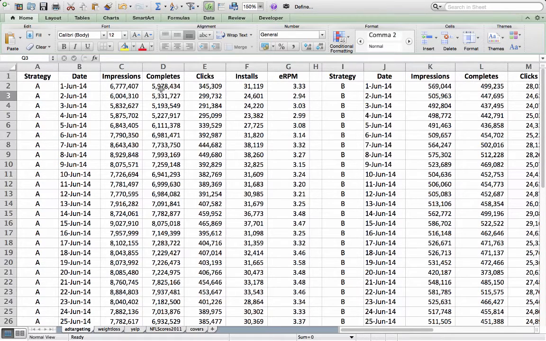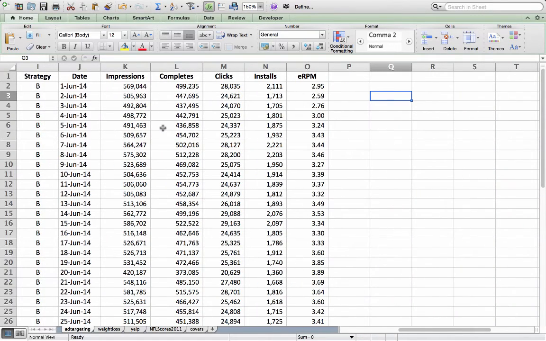How many of those are completed viewed impressions? How many of those completes are clicked? Then of those clicks, how many people installed the app? And then what was the average revenue per thousand impressions generated, right? So ERPM is that average revenue per thousand. We have that for strategy A and strategy B. We have that for each row across a series of dates in June, right? So we're going to go through here and we're going to focus on this revenue, right?